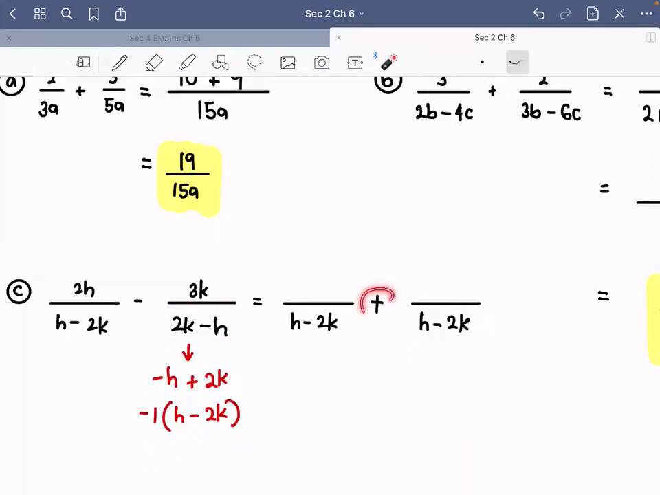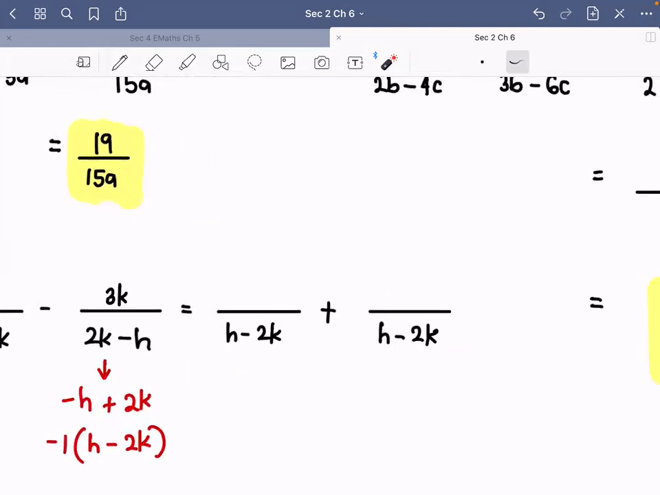And this is plus because after we have extracted negative 1, this negative 1 will be multiplied to this sign here, which is also negative or minus. That's why this becomes plus now. And then we have our h minus 2k. So it's easier for us to simplify this.